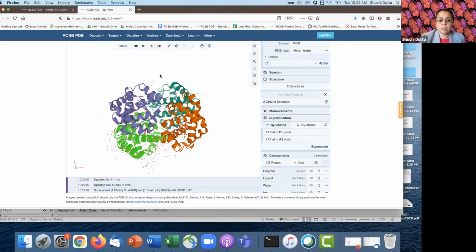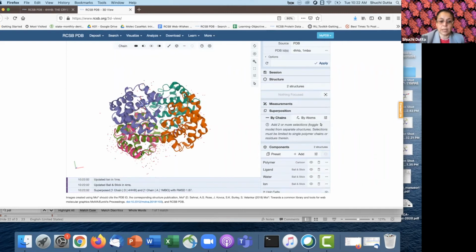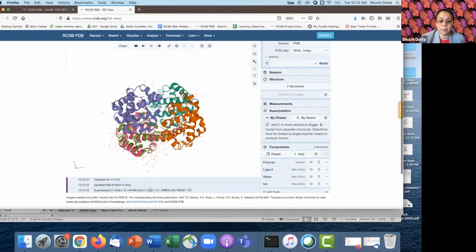And notice the green chain that was sitting here got moved if I remove selection. So the light green chain is sitting on top of this magenta chain. And the root mean square deviation of the C alphas in these two chains is 1.87.